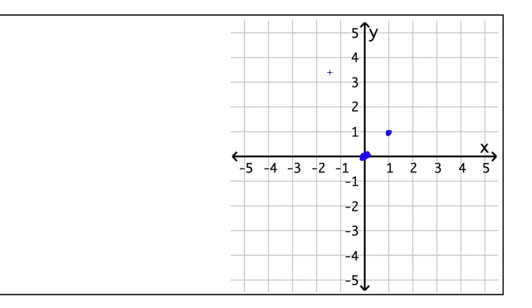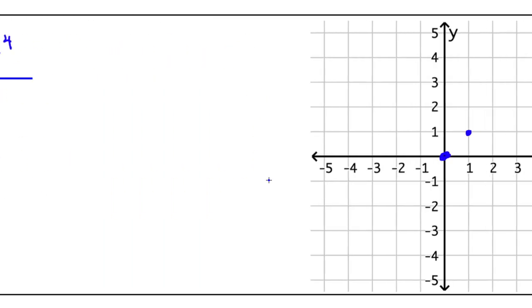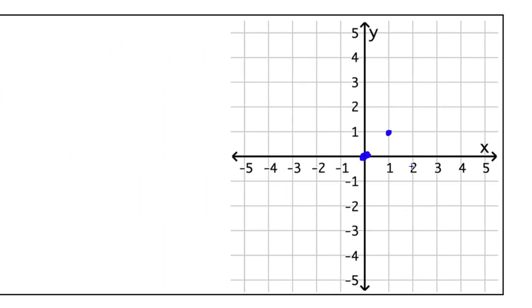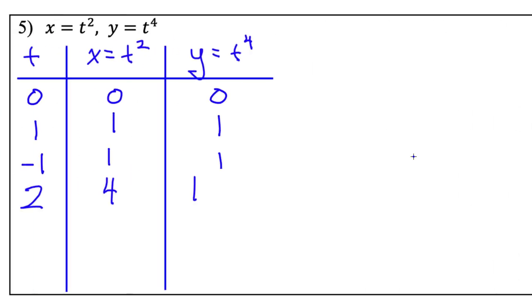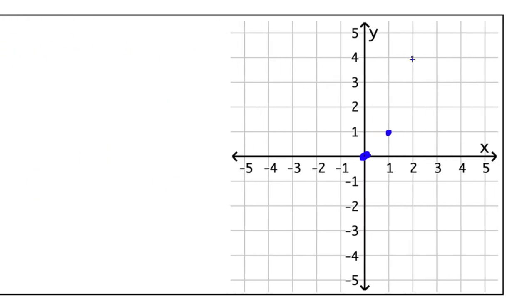Wait, why did 2 not work? If I choose that, that's 4 and 16. That's 2. I'm trying to figure out, how do I get 2 there? Oh, I know how to get 2. So I could get 2 if I did the square root of 2, right? Let's try this. The square root of 2 would give me, and I squared that, and I get 2, and then I square that again, and I'd get 4. Hey, okay, that's the logic that I'm using here. So 2 comma 4.